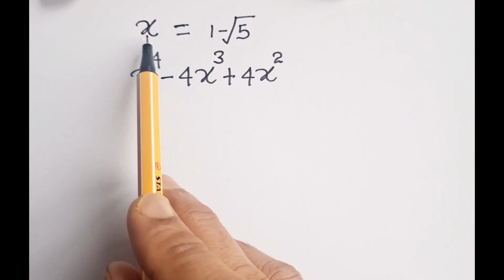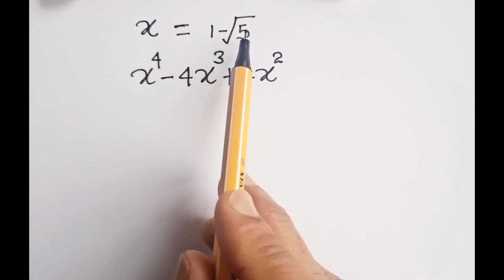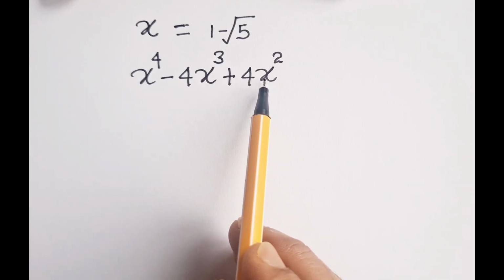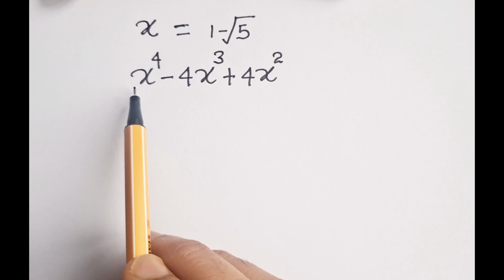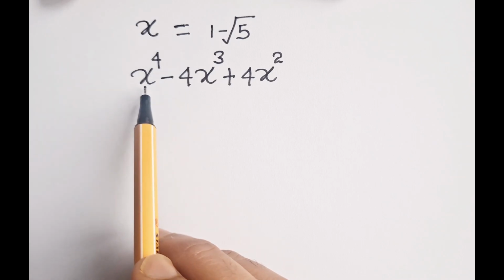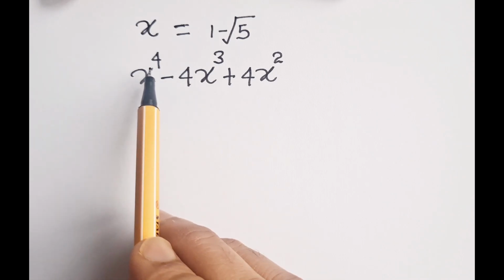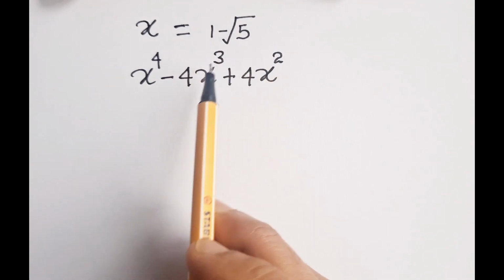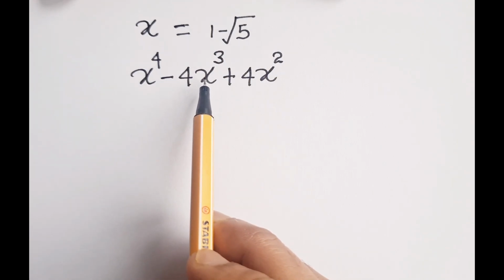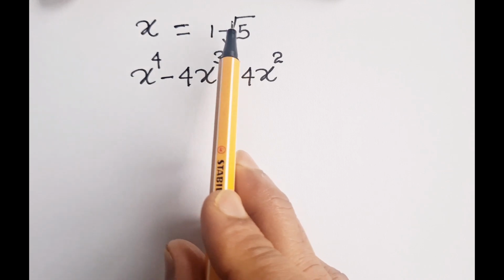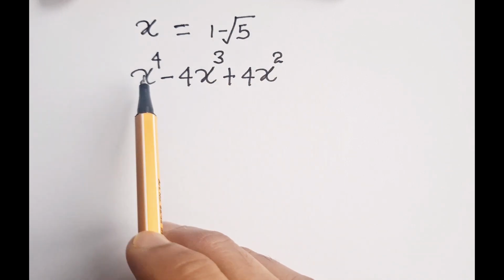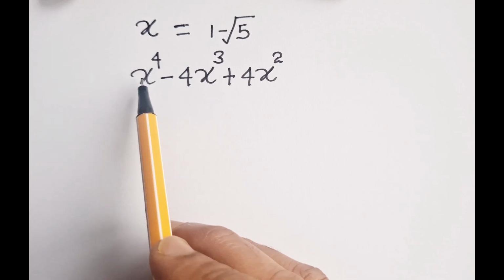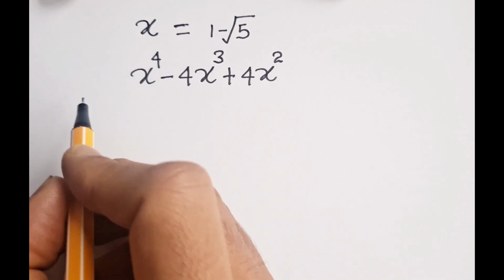So you have been given x equal 1 minus square root of 5, and we have been asked to find the value of this mathematical expression. I'm not going to directly substitute the x value because it's going to be really hard. Here we need to find x to power 4, which means (1 minus square root 5) to power 4, and here we need to find x to power 3, meaning (1 minus square root 5) to power 3, which is going to be really hard. Therefore, instead of directly substituting the x value, I'm just going to simplify this expression first.